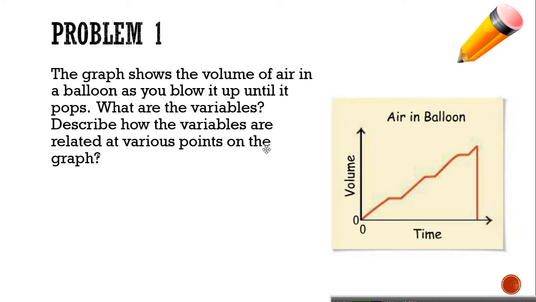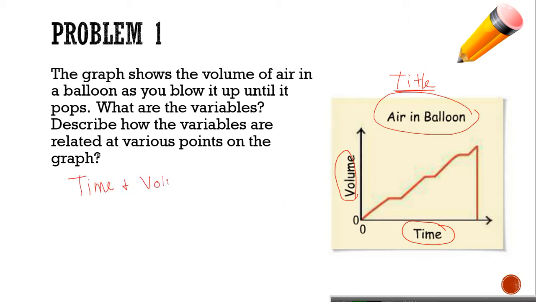So my variables, if you guys remember, on a chart right here, this is the title of my chart, so this isn't one of my variables. The variables are always going to be the labels of my axes. So one of my variables is time, and the other one is volume. So time and volume are my two variables. And you're going to want to sketch this graph a little bit in your notebook.